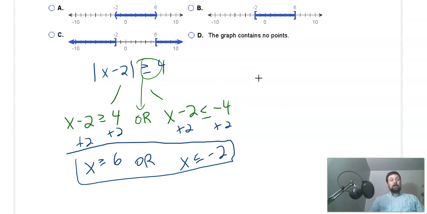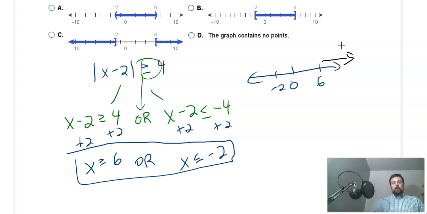Then we want to graph it. So again, we'll graph both of them on the same real number line. Here's 0, here's negative 2, here's 6. Try to put those numbers in order, spaced appropriately. Greater than 6 would be to the right of 6. Because of the equals to, we use a bracket on the 6. Less than negative 2 is going to be to the left of negative 2. Brackets on that.